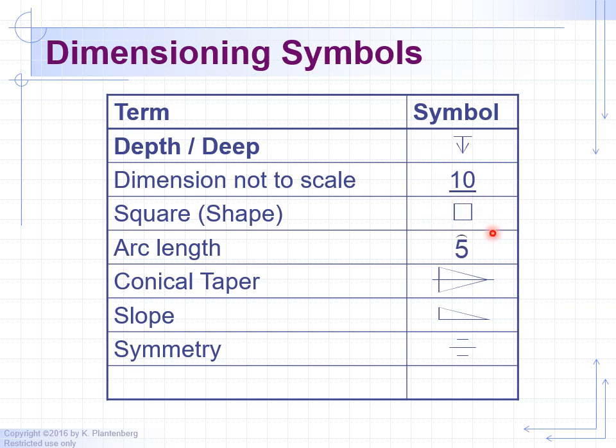If you have a square shape, right, you can use the square symbol. If you have an arc, a part of a circle, you can show the arc length. And then if you have some unique objects like a conical taper, a sloped surface, or you're trying to show that something is symmetric, you can use these symbols. But again, the most common one on here is going to be this depth symbol.